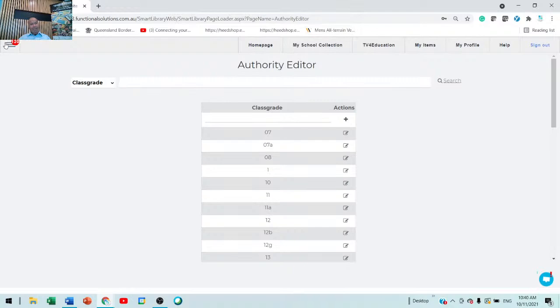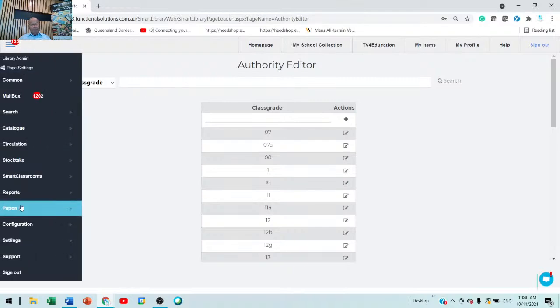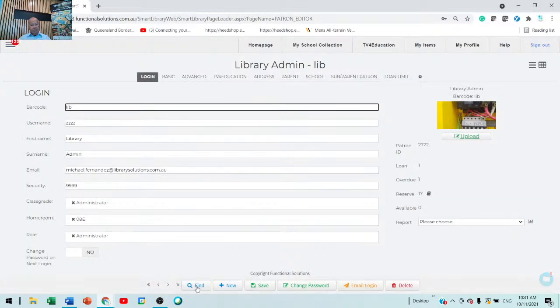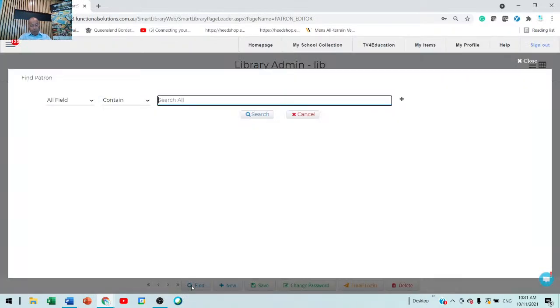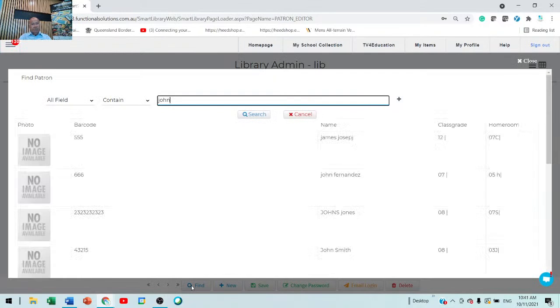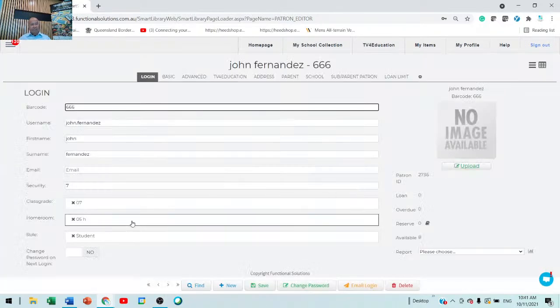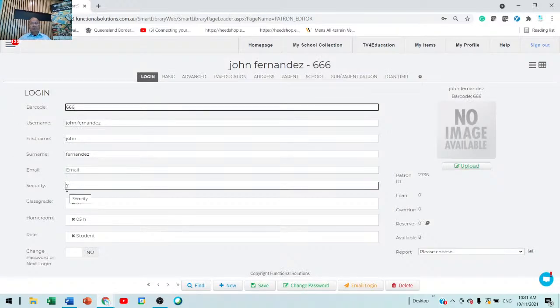So let's go back into patron management. I'm going to find a patron. So I'll go find and I'll go John. Okay. And if I'm looking at John Fernandez, I click that. He's a year 7, security 7. So that's how it works. Very simple, but very, very effective.